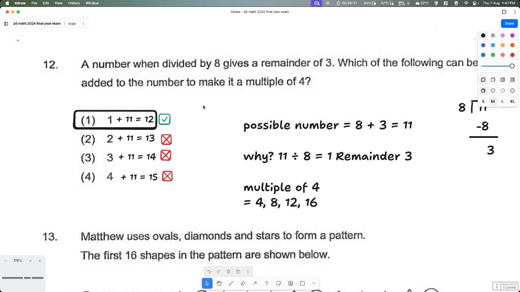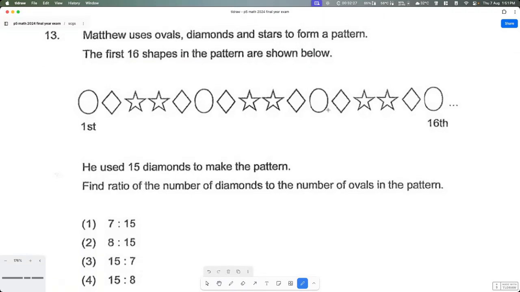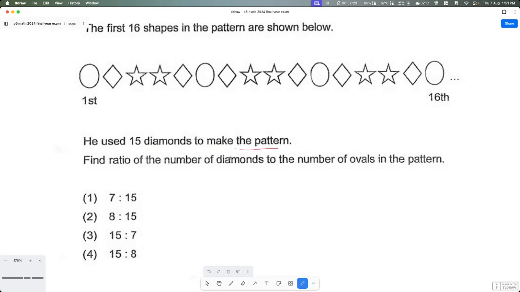Alrighty, let's move on to the next. All right, question number 13. Matthew uses ovals, diamonds, and stars to form a pattern. The first 16 shapes in the pattern are shown below. He used 15 diamonds to make the pattern. Find the ratio of number of diamonds to ovals.